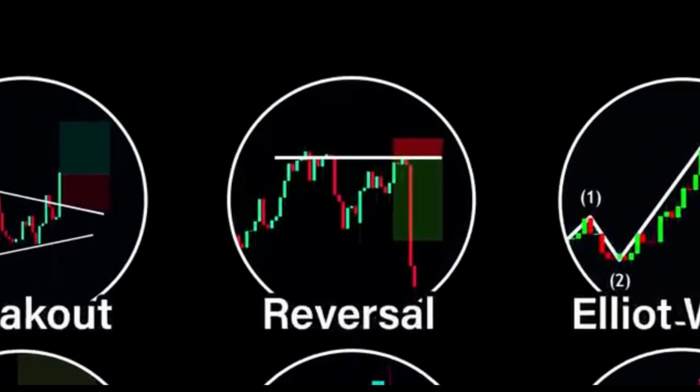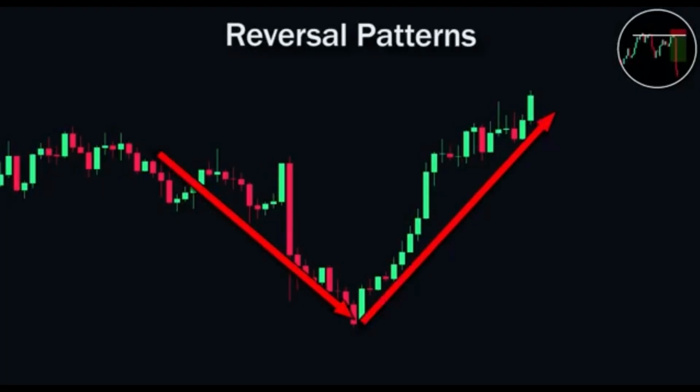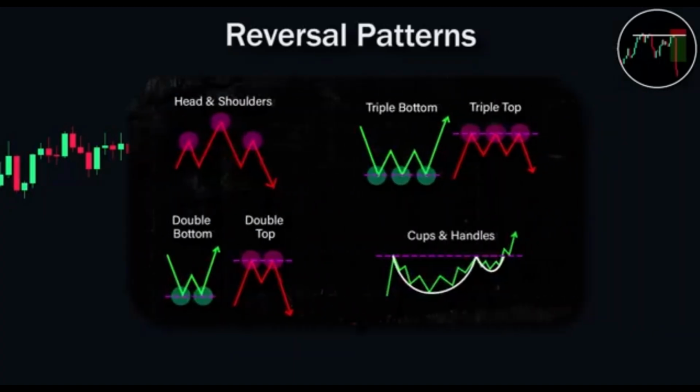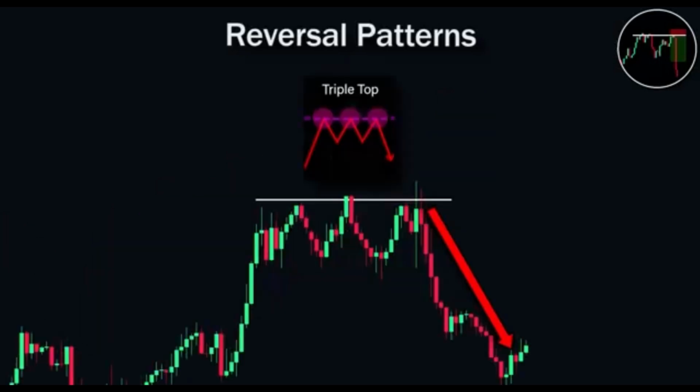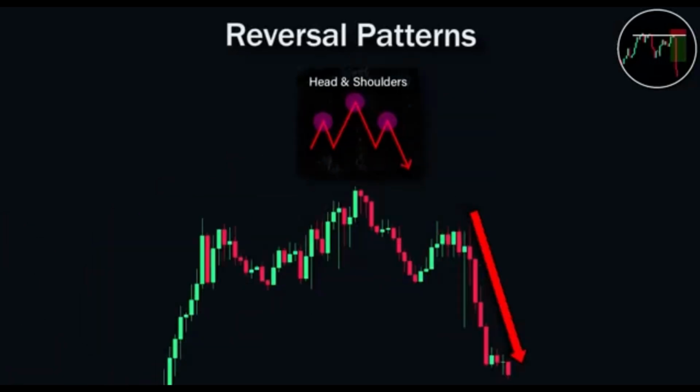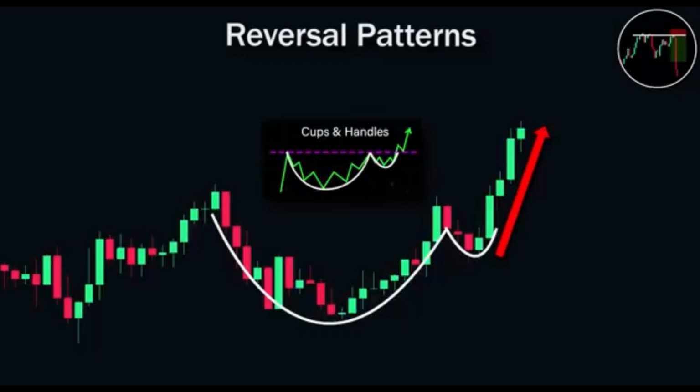Reversal patterns. It is when price moves in the opposite direction of the current trend and forms a counter trend. Specific patterns could be identified in a chart which could help traders predict reversals before they happen. Most notable reversal patterns are double top and bottoms, triple top and bottoms, head and shoulders, cups and handles.